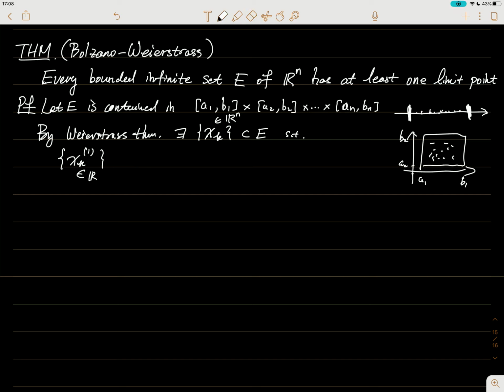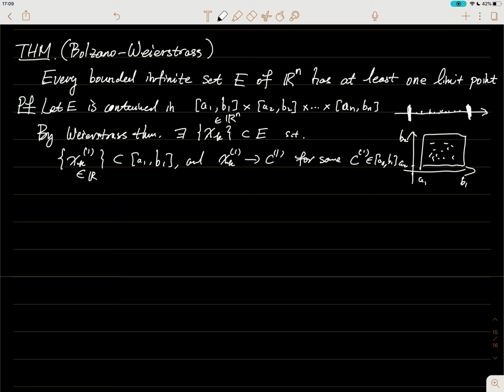I know that this sequence belongs to A1, B1, and they converge to, I say, C1 for some C1 in this A1, B1 interval. And now from this, I got a sequence whose first components converge to a point. And then I start to look at the second component of them.